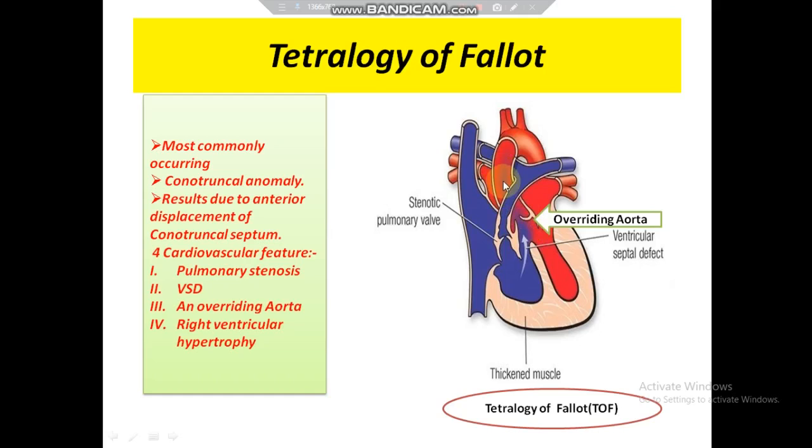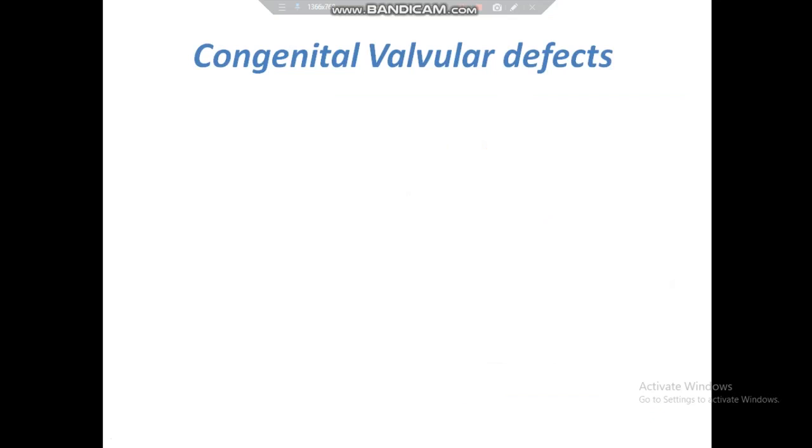So there occurs mixing of the blood. So it will lead to cyanosis later on. Now, congenital valvular defects. Just like the cardiac defects involve the walls of the heart, the septa, similarly, valves are also involved.